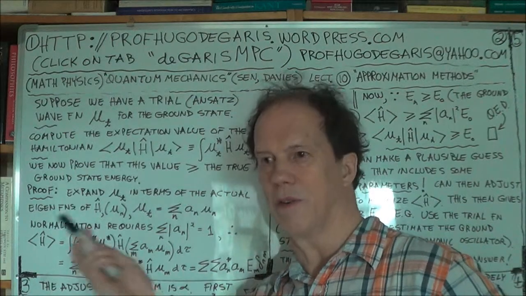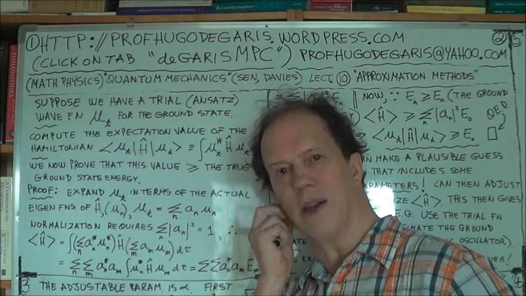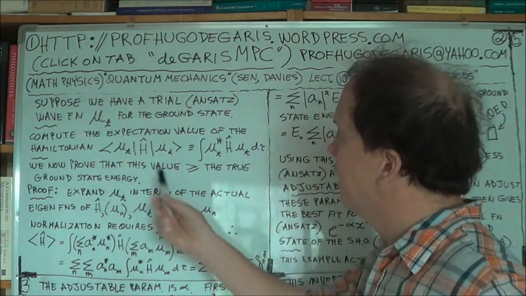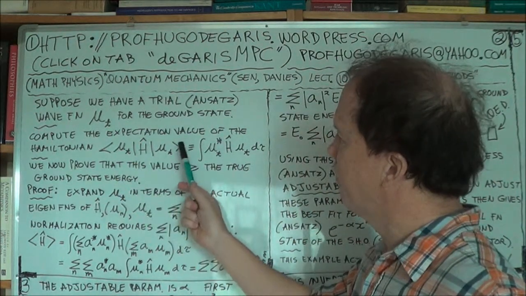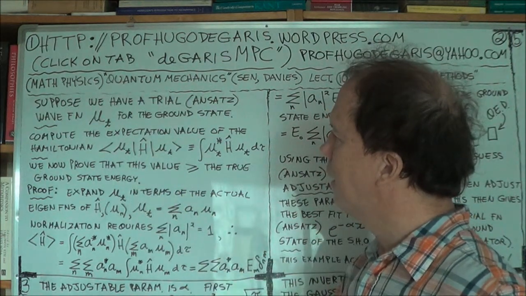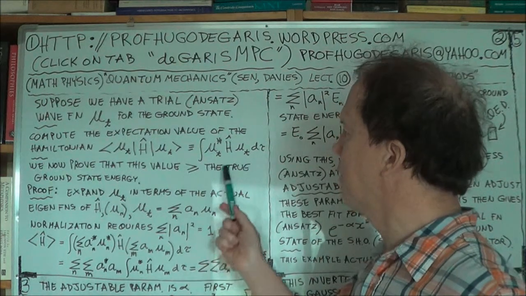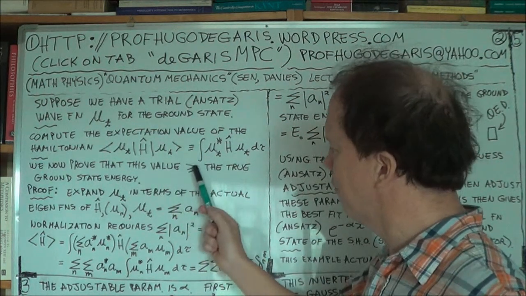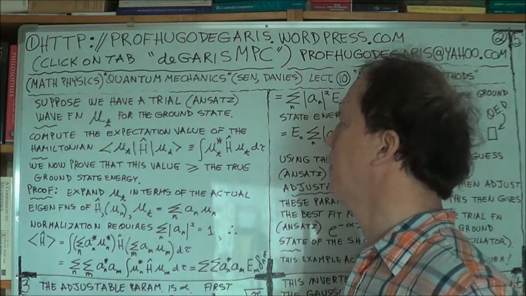They have a hunch that some particular direction may work, so they try it. So the approach we use here is we will calculate this and try to show that this quantity here is in fact greater than or equal to E naught, right?